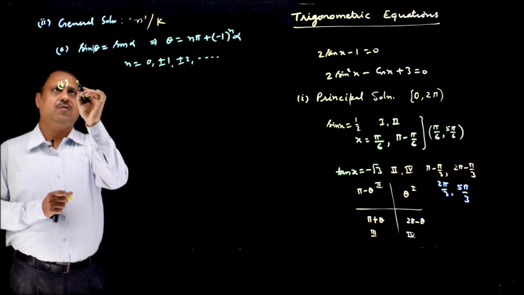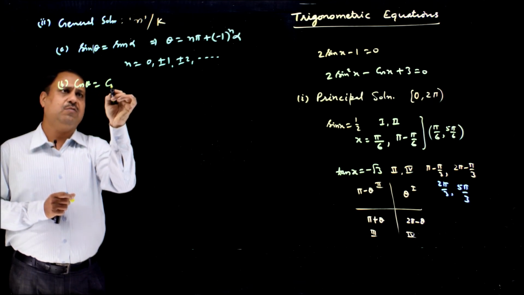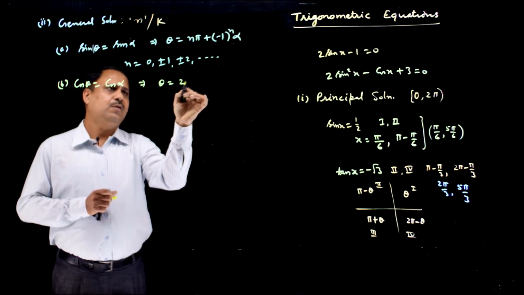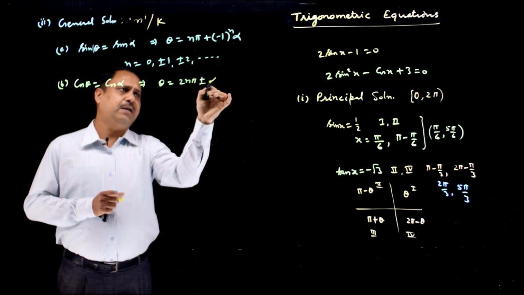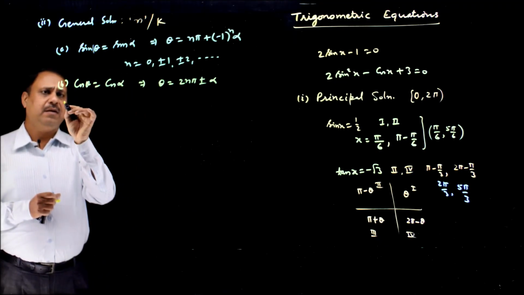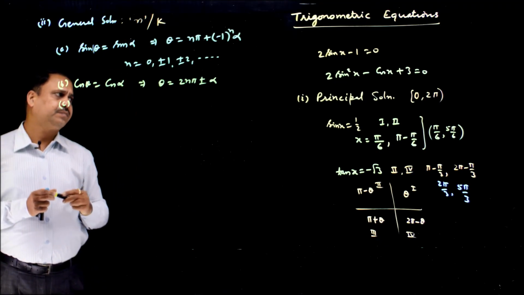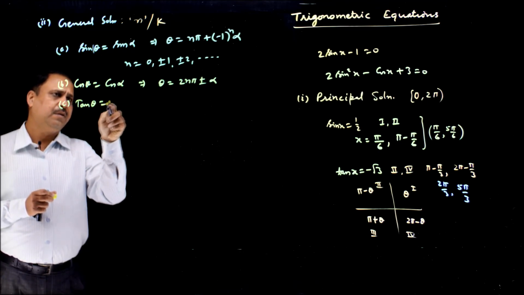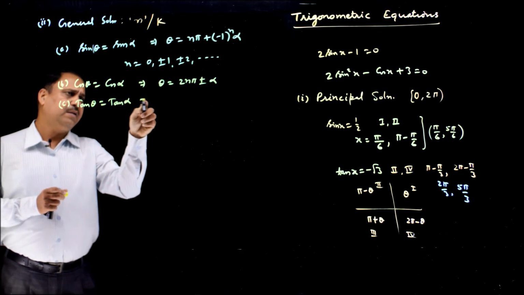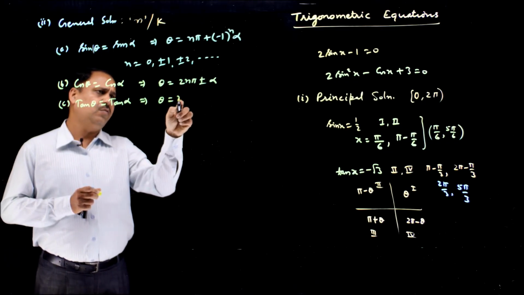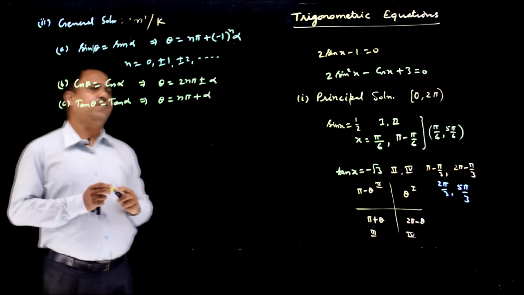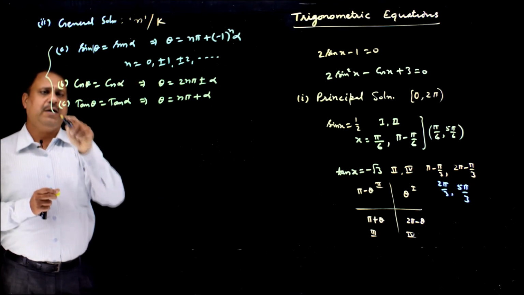B: cos theta is equal to cos alpha, then this implies that theta is equal to 2n pi plus minus alpha. And third is tan theta is equal to tan alpha, and this implies that theta is equal to n pi plus alpha. These three are important formulas which we must remember for finding the solutions.